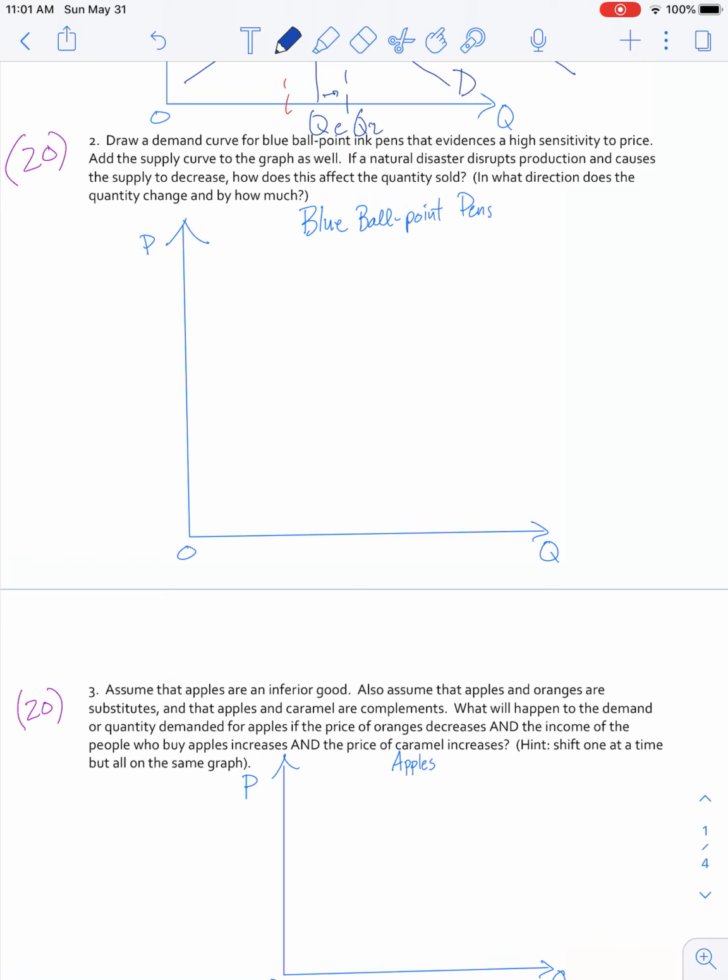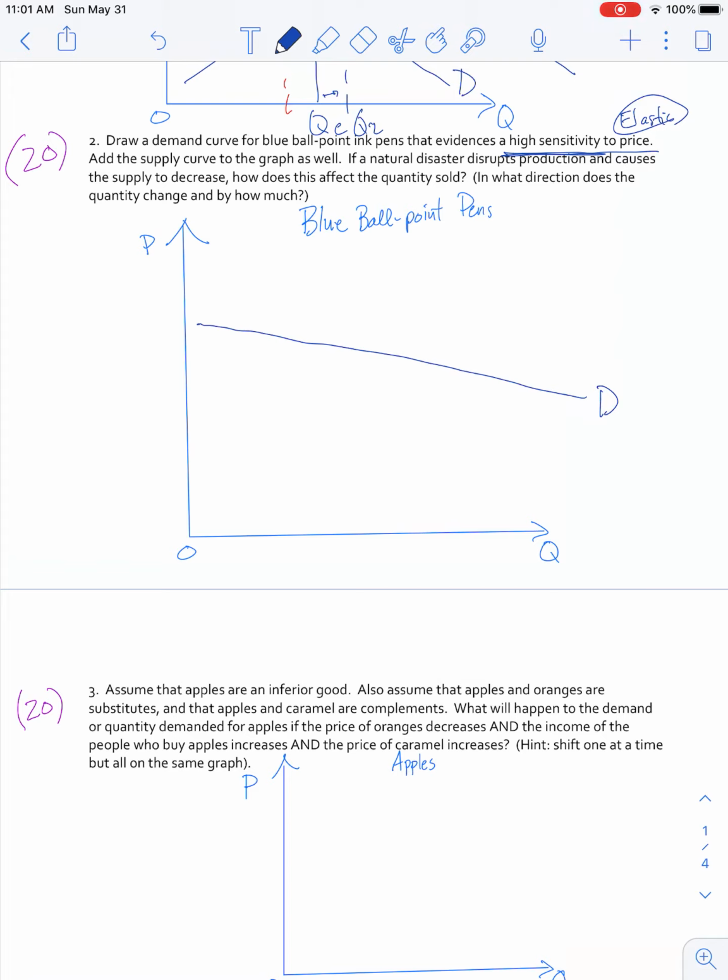Okay, question 2. Draw a demand curve for ballpoint ink pens that evidences a high sensitivity to price. What does that mean? That you're very, very sensitive to price. Is that elastic demand or inelastic demand? A little change in price leads to a big change in quantity demanded, right? That's very elastic. And so how do I draw a highly elastic demand curve? Well, that's going to be fairly flat.